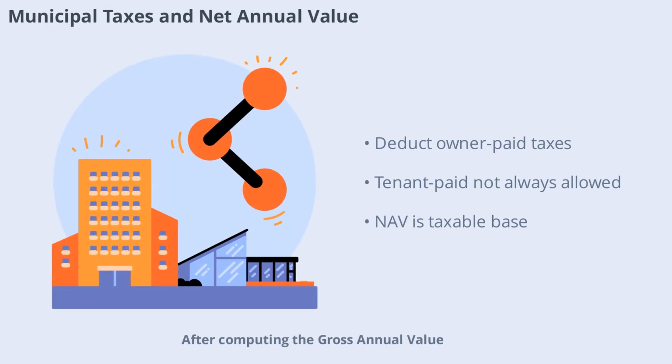After computing the gross annual value, municipal taxes paid by the owner or by the tenant on behalf of the owner are deducted to arrive at the net annual value (NAV). If the tenant pays municipal taxes to protect possession, this amount is not deductible. The NAV forms the basis for further deductions under Section 24. This step ensures that only the net income from the property is taxed.